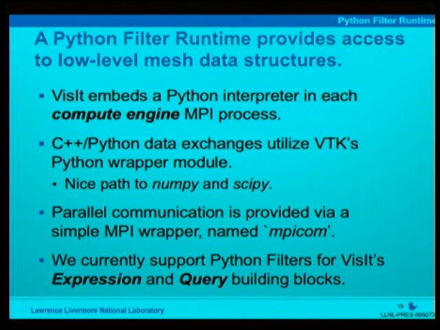So to address that, we embedded Python interpreters in our MPI processes. We use VTK at the low level, so we were able to use the Python wrapper modules there to get access to the arrays. And that's nice because we can also get NumPy and SciPy, et cetera. So it's pretty cool. One point of criticism I'll probably face is I have my own MPI wrapper, which I will replace in the future. But it's called MPI-com. It's just a very simple thing that we use to coordinate these filters.